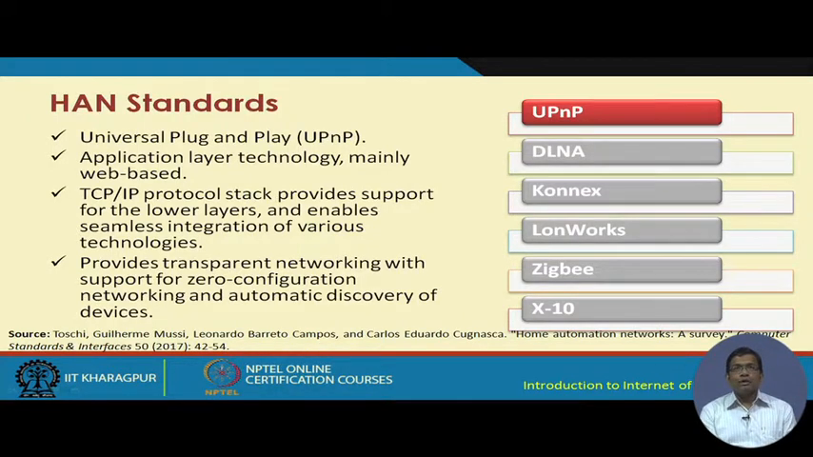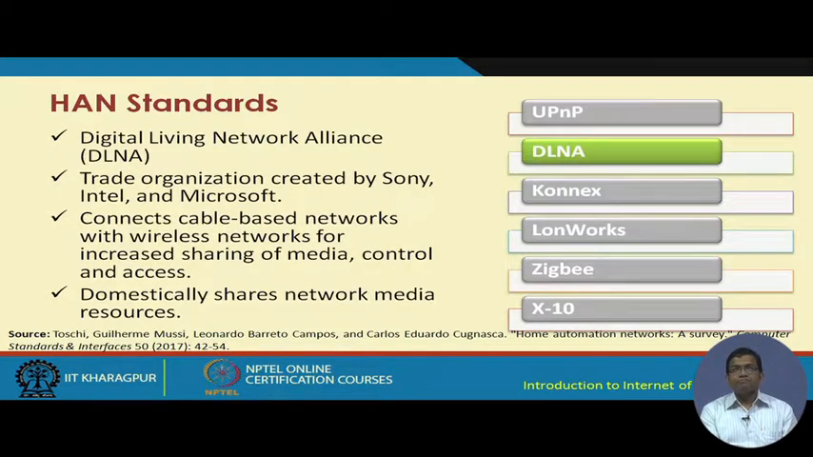Now, the different standards that are supported, we have the most important one, the most popular one, the UPnP, Universal Plug and Play. Universal Plug and Play is a protocol standard that is used typically in most of the smart environments and particularly for building smart homes. So, Universal Plug and Play is an application layer technology, particularly used for web based applications. The TCP/IP protocol stack provides support for the lower layers and enables seamless integration of the various technologies, and provides transparent networking with support for zero configuration networking and automatic discovery of services.